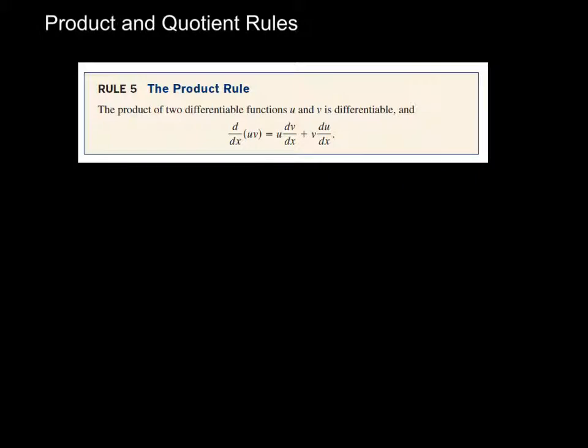And what the product rule says is that I'm going to take the first function, multiply it by the derivative of the second function, then add it to the second function times the derivative of the first. That's very important. You will absolutely have to remember that. It's the first function times the derivative of the second plus the second times the derivative of the first. Let's do an example.